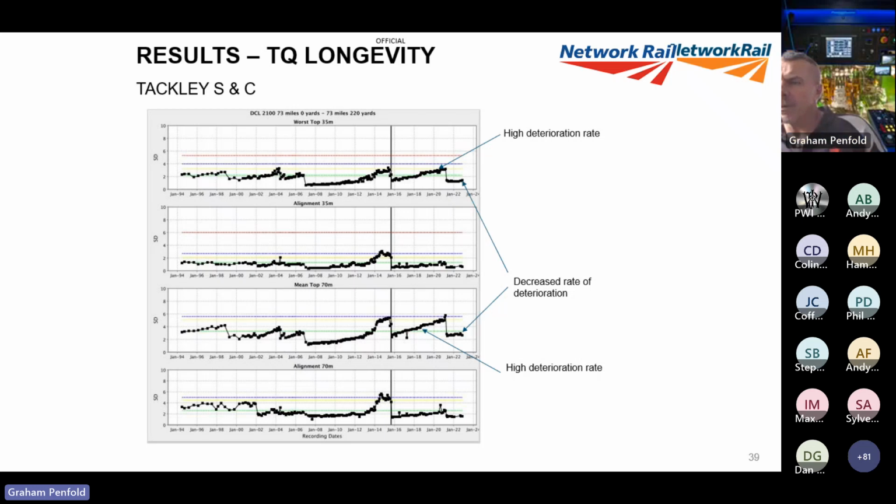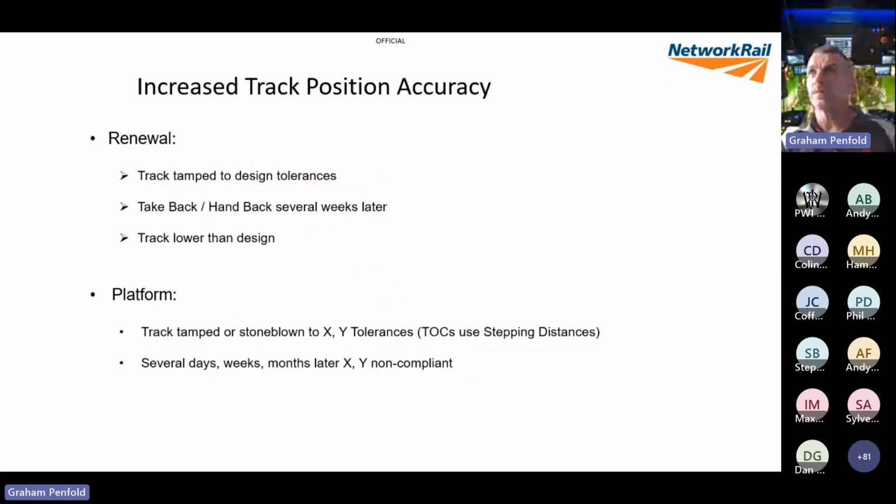If you look at the third graph down, the mean top was actually very poor. So we went from very poor to good. It's not only the improvement, you can see the difference in the decreased deterioration rates of the track. So to me, these are 3 really good examples.